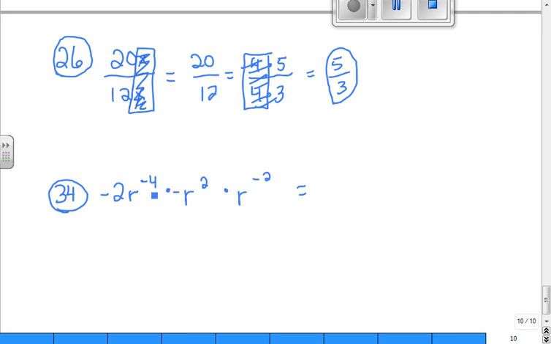Now, the first thing we're going to do is multiply our coefficients. So here we have a negative 2. So I'm going to have negative 2 times, my coefficient here is negative 1. So negative 2 times negative 1. And everything else is r to the something. So I'm going to have r to the negative 4 plus 2. This was negative 4, this was 2, plus negative 2.